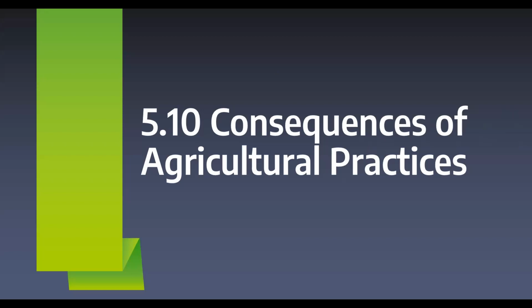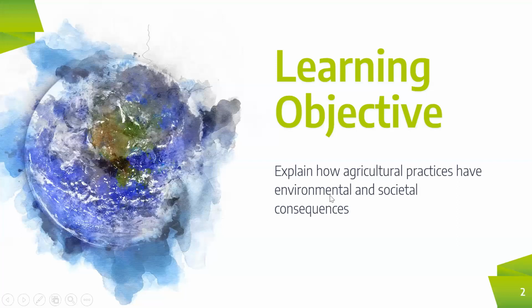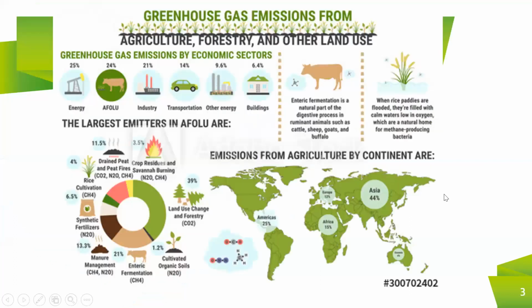concepts. Okay, so topic 5.10, let's talk about the consequences of agricultural practices. Really we're just going to explain the environmental impacts and a little bit on the societal consequences. Safe to say that since the Green Revolution, something that you guys have read about, listened to and written to death, countries around the world have shifted how they produce food. There's a focus on growing things as big and as fast as possible.